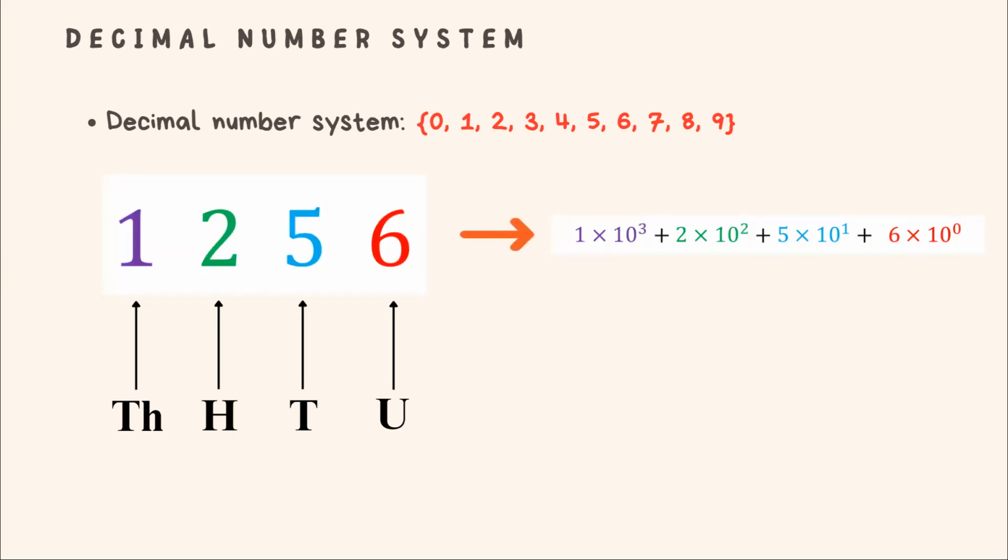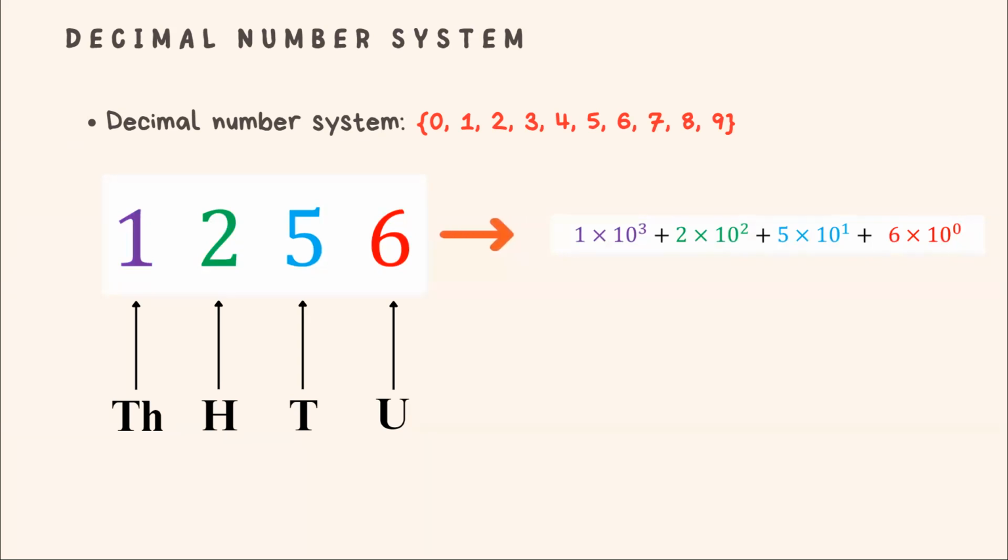In other words, you can also say that the digits 1, 2, 5, and 6 are the coefficients of these powers of 10. For instance, this 1 is the coefficient of 10 to the power 3. This 2 is the coefficient of 10 to the power 2. 5 is the coefficient of 10 to the power 1, and 6 is the coefficient of 10 to the power 0. So you have this mathematical expression in front of you.